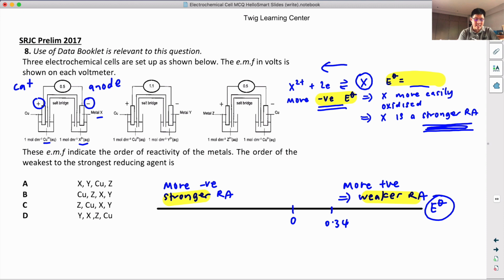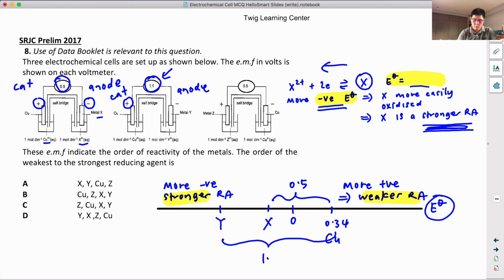So where is X? X is probably the anode. The anode always has the smaller electropotential. So this is where X is. I'm just going to write down X. So this is copper and this side is X. The next one, this is the cathode and this is the anode. The difference here is 0.5, but now the difference is actually 1.1, which means I believe metal Y should be somewhere here, because this gap up to here is 1.1 volt. Can you see that?